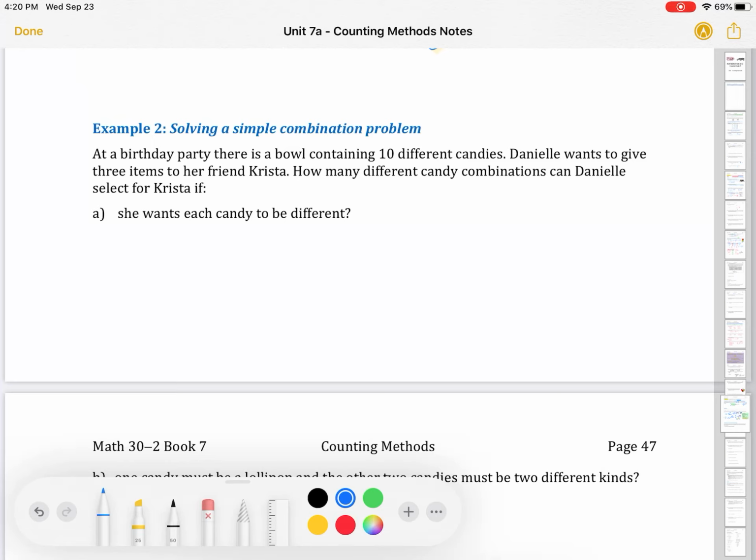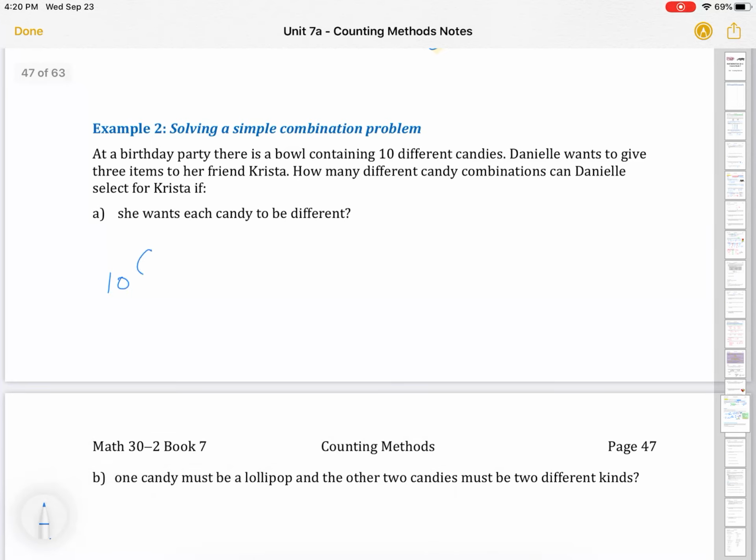Okay, so we have 10 different candies. We just want to choose 3 of them. So we're going to take that. It doesn't matter what order they're in. They just have to be 3 different. So it's going to be 10 choose 3.